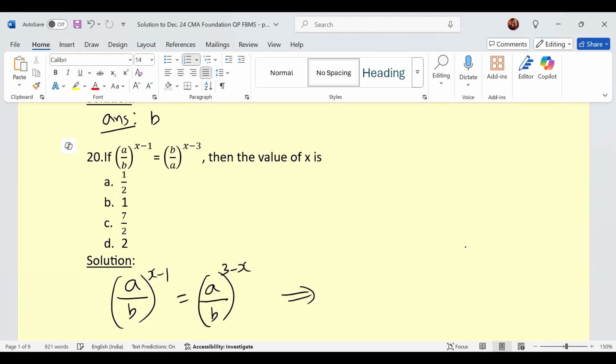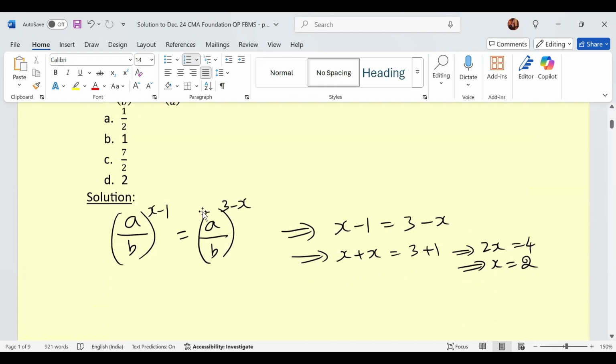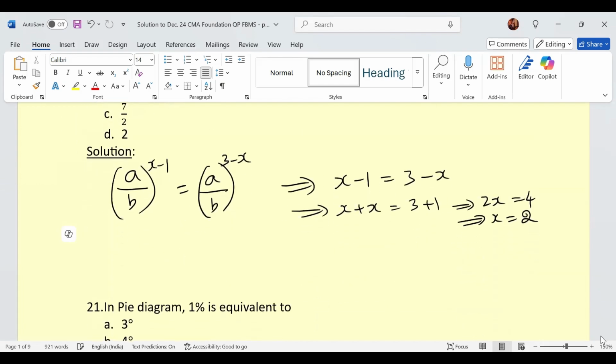Now we can equate the indices. So x minus 1 is 3 minus x. We can bring minus x from the right to left, it becomes positive x. Take that negative one to the other side. So 3 plus 1, which gives 2x equal to 4, and that means x is equal to 2. So option D will be the right option for us.